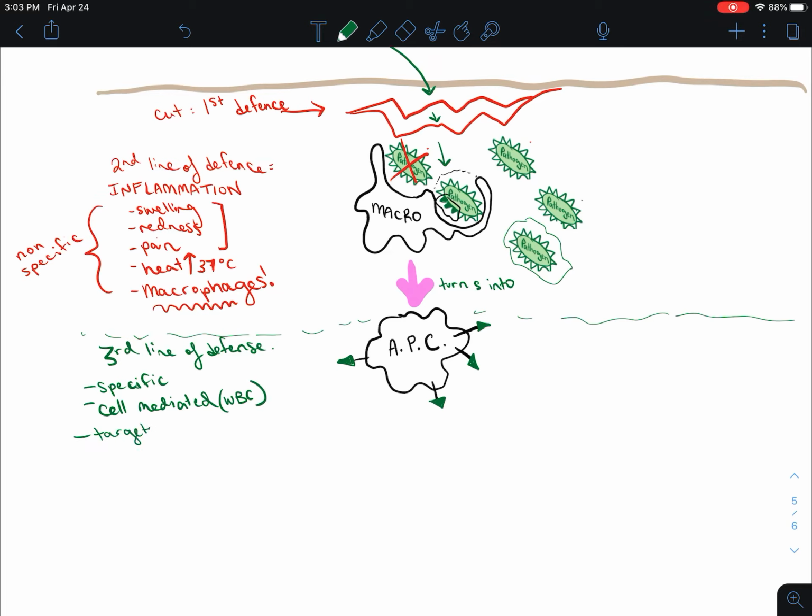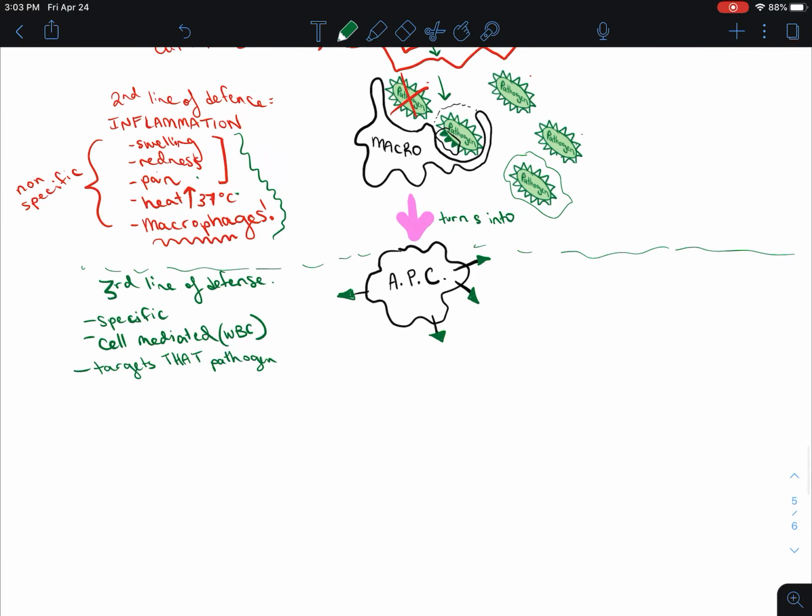By specific, we mean it targets that pathogen specifically. We don't want to have things like swelling, pain, a fever going on for a really long period of time, especially if it's not actually helping to kill the pathogen. So we want to have a specific response so that your body isn't feeling all of these inflammation symptoms, but your body can actually just target that pathogen and only that. Some of these inflammation things could damage your body long term as well, so we want to have that specific response. We also sometimes call this the adaptive part of your immune system.